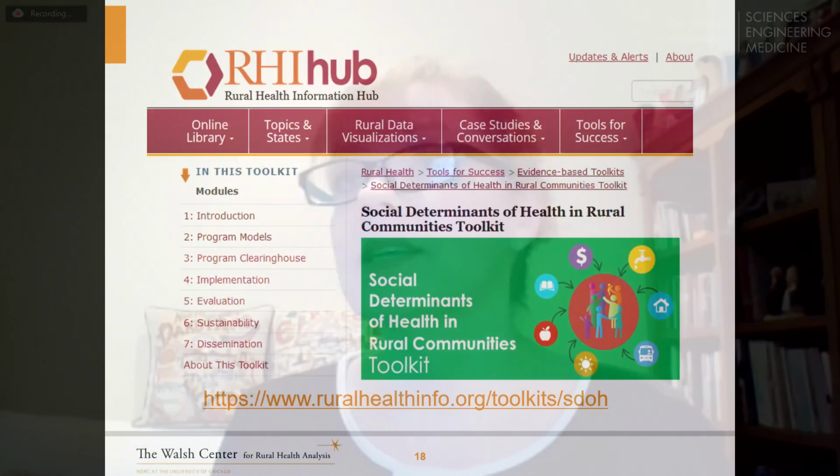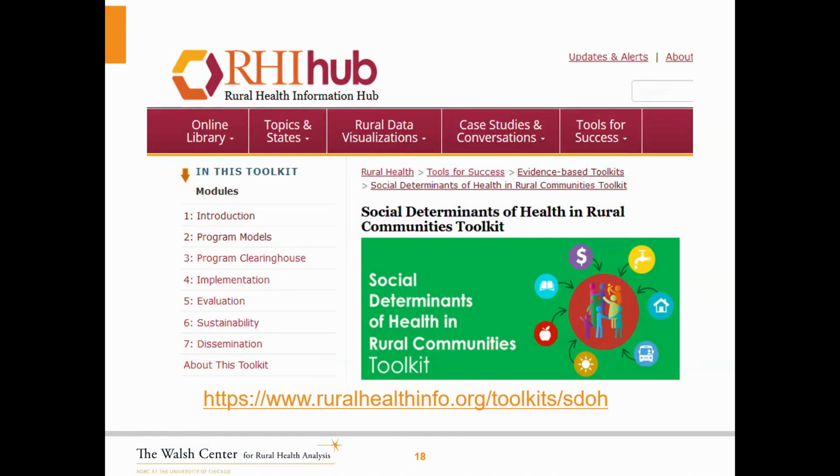I also wanted to provide resources. Should you be interested in looking at addressing different social determinants of health in your rural communities, the Rural Health Information Hub has a number of different toolkits that are available, and they've got a very comprehensive one that is located at the website below this picture from the RHI Hub on social determinants of health.